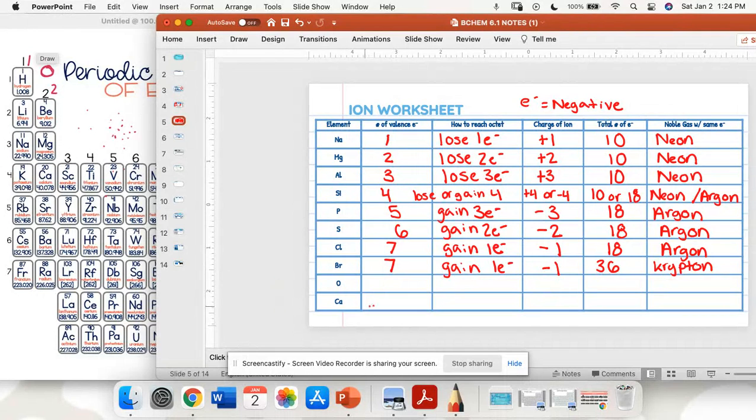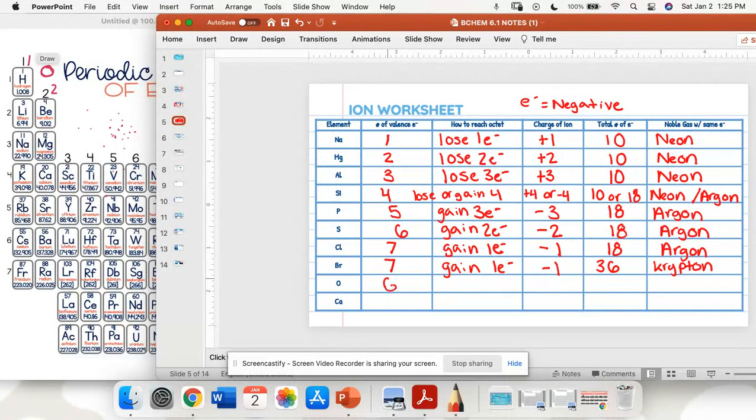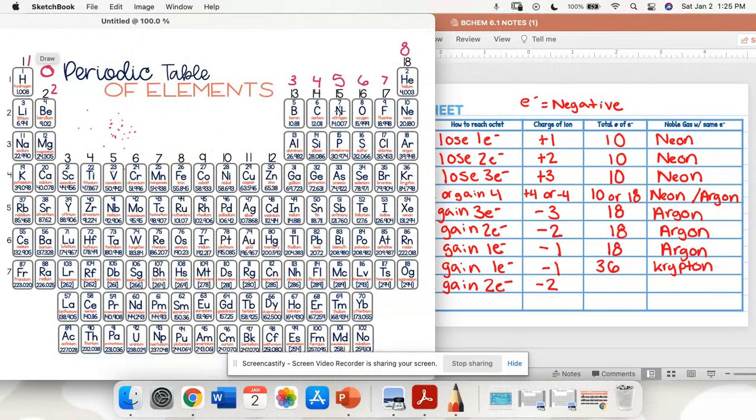All right, oxygen. So oxygen is all the way up here. It has 6 valence electrons. So oxygen can either lose 6 or it can gain 2. And the easier of those two is to gain 2. If it's gaining 2 negatively charged things, it will have a -2 charge. So then we go back to the periodic table. Oxygen is right here. It normally has 8 electrons, but if it gains 2, it will have 10, like neon.